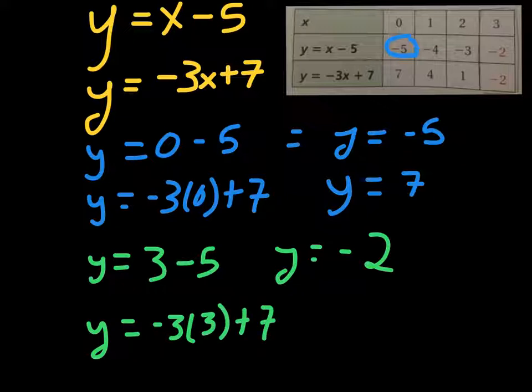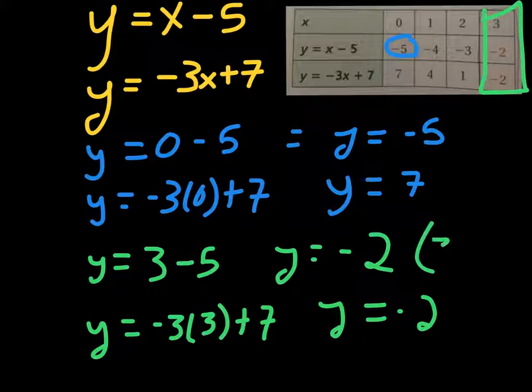So negative 3 times 3 is going to be a negative 9. And I add 7 to that. And what do you know? I get y equals a negative 2. And so this right here is my answer.